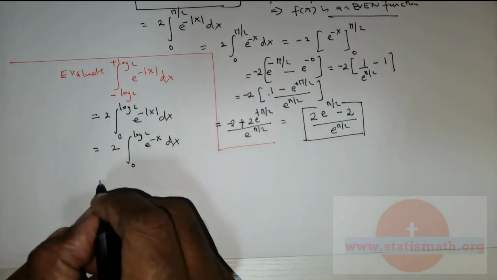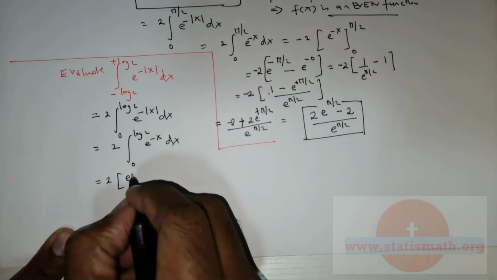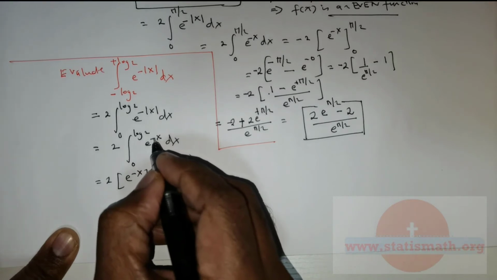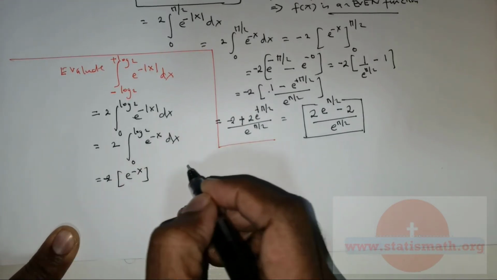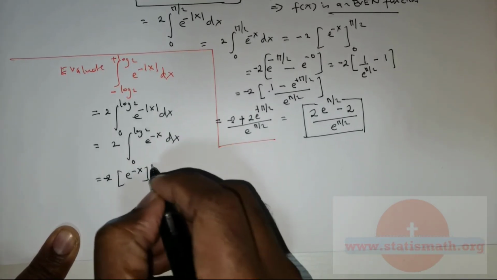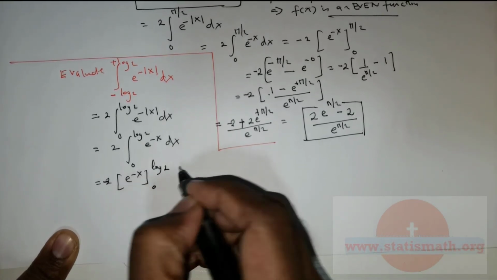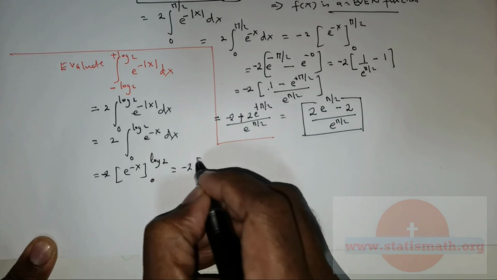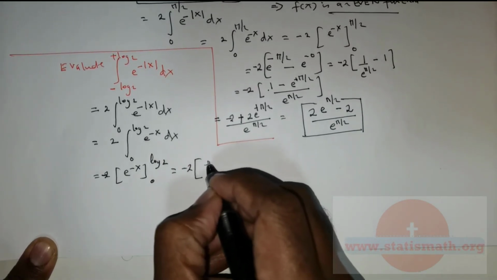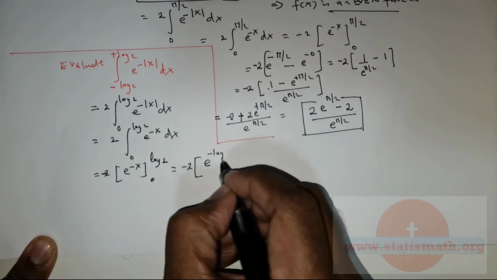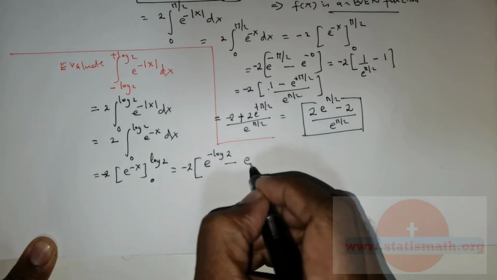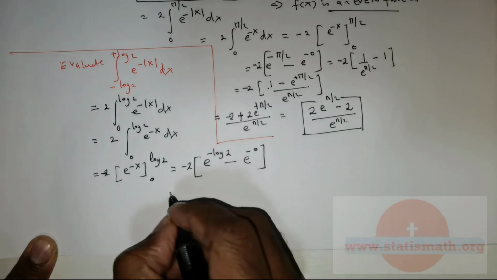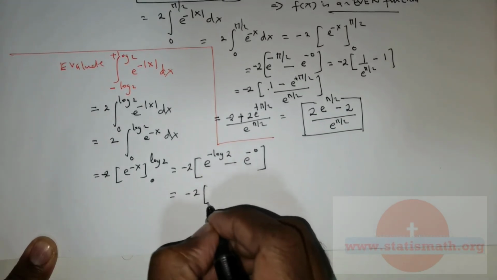Now integrating this would give me 2 times e raised to the power negative x. Since the sign is negative there, you have to place a negative sign, the limits being 0 to log 2. Now this can be further rewritten by substituting the limits: negative 2 times e raised to the power negative log 2 minus e raised to the power negative 0. Now this is nothing but negative 2 times.